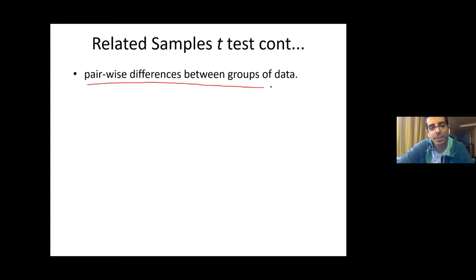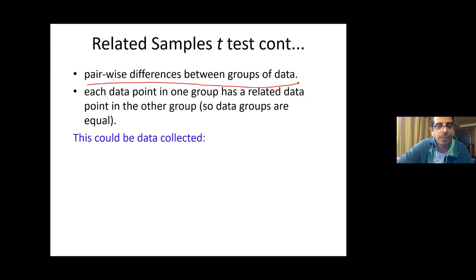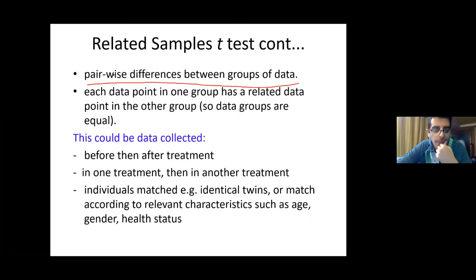Now, pairwise differences, those matched pairs, you're just seeing the differences between those groups of data, between drug A and drug B, for example. And at each point, this data can be collected before and then after treatment, one treatment and another treatment, individuals matched.